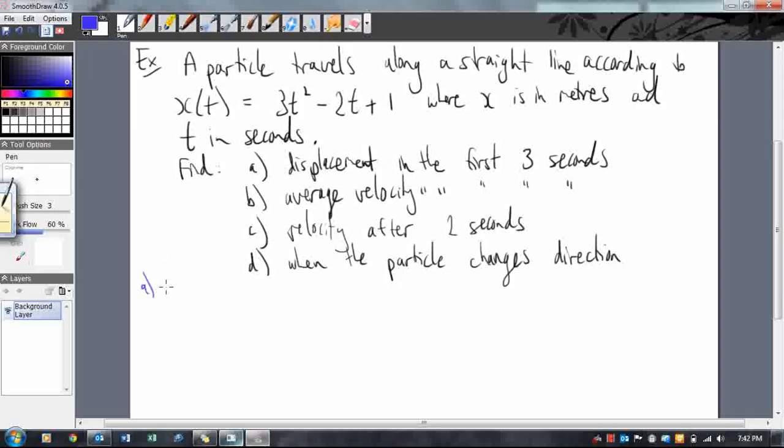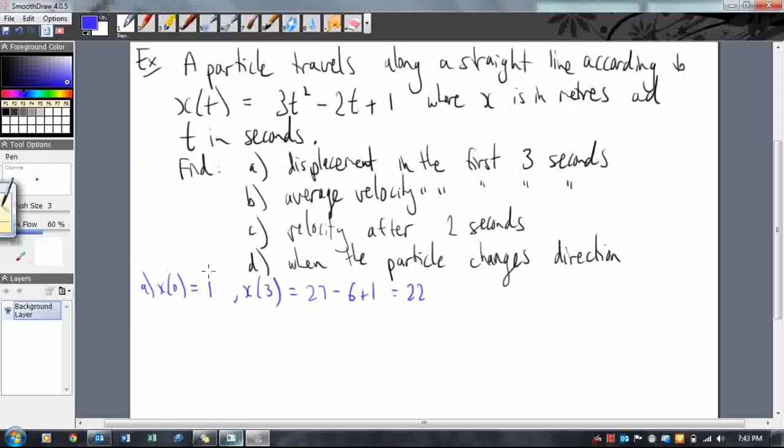So what we need to know is its position at time 0. That will tell us where it starts from, and then we'll need to find the position after 3 seconds, and the difference in those is displacement. So x of 0, all we do is substitute 0 into here. So 0, 3t squared minus 2t, its position is 1 at time 0. Okay, and also x, its position after 3 seconds, is equal to 3 times 3 squared, so that's 27, minus 2 times 3, minus 6, plus 1 equals 22.